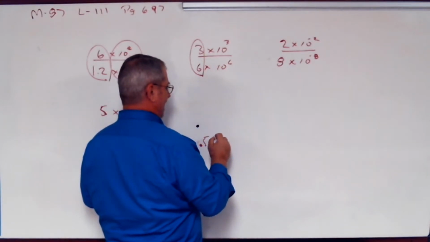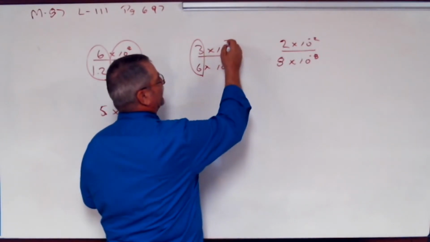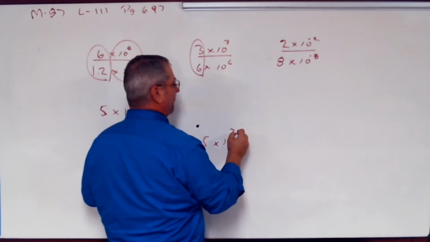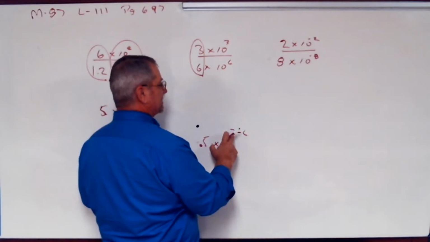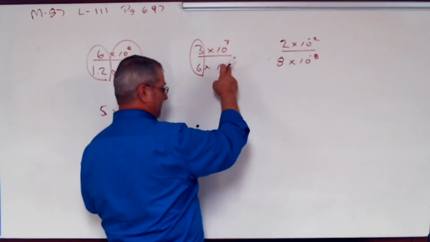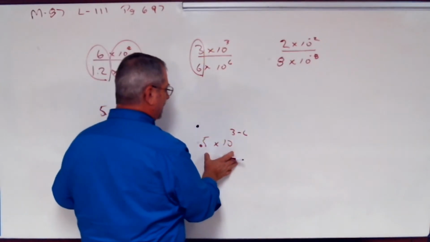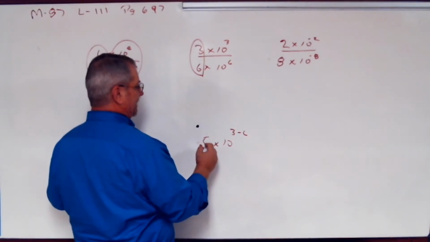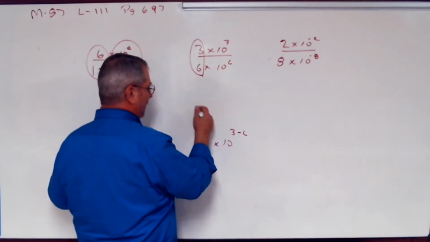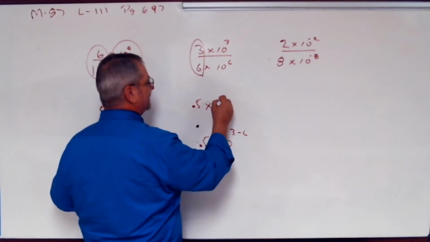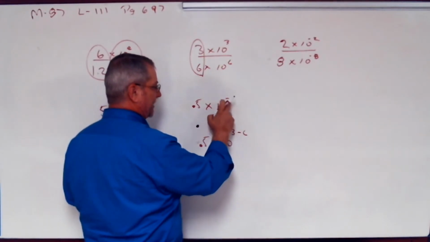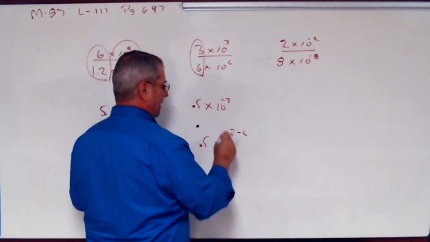This is subtraction. Again, it's times 10 to the 3 minus 6. You understand? It's 3 minus 6. It's this minus this. So this piece here is going to be like this. I'm going to move it up, okay? So we have 5/10 times 10 to the negative 3. 3 take away 6 is negative 3. All right?